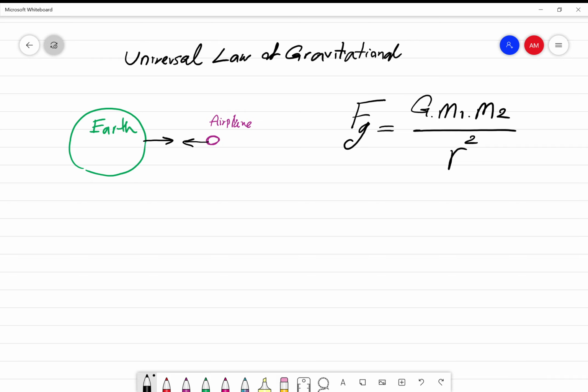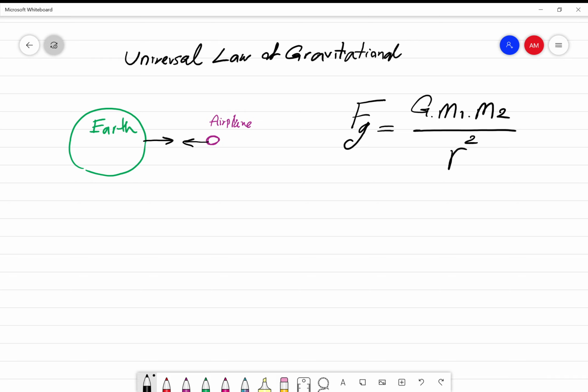This is the universal law of gravitation formula, and the concept is that any two objects with mass m1 and m2 with a distance r, they apply a force of attraction towards each other, which could be calculated using this equation.